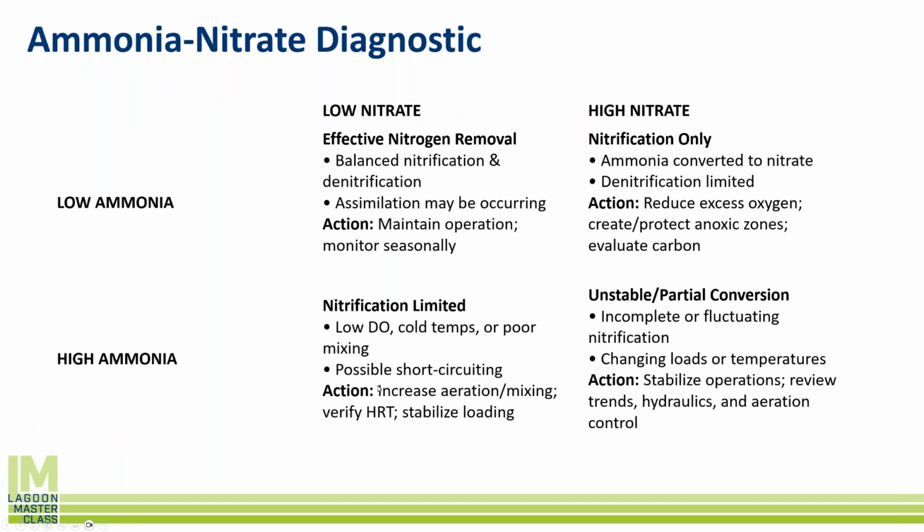If we have high ammonia, and nitrification is limited, maybe we have cold temperatures, maybe we have low DO, maybe we have bad mixing, maybe we have short circuiting. So in this case, we would increase our aeration, look at our mixing, verify our hydraulic retention time, make sure we're not short circuiting, and then look at our loading and make sure our loading's coming in. Unstable partial conversion: maybe incomplete or fluctuating nitrification. Sometimes we get stuck at nitrite. Changing loads and temperatures, maybe we just have an unstable influent. And these things can cause these particular issues.